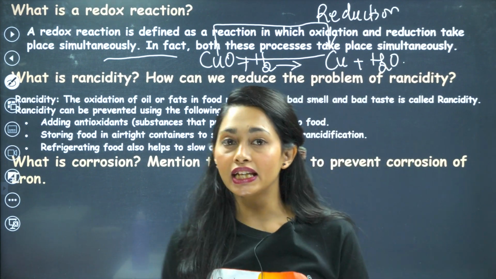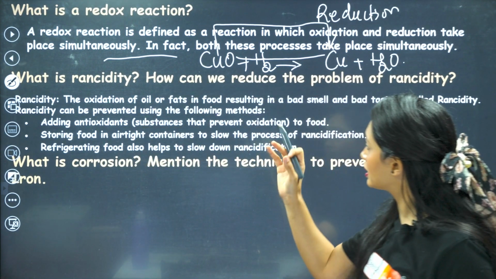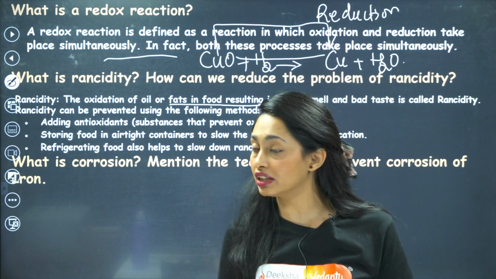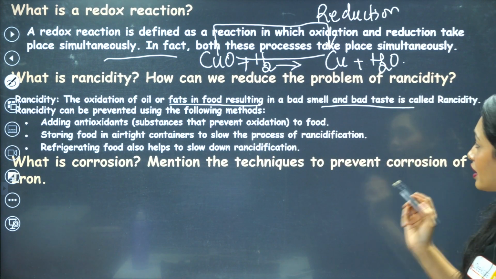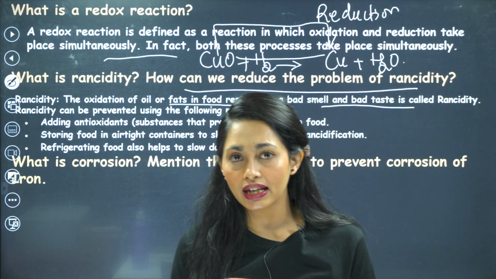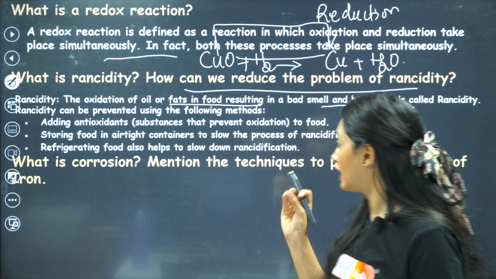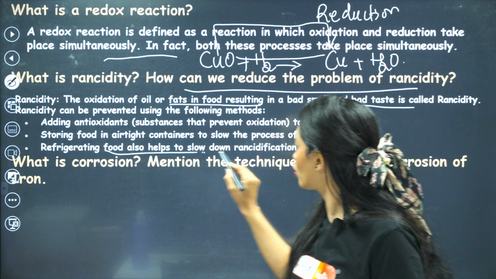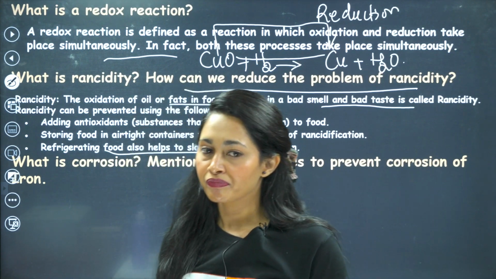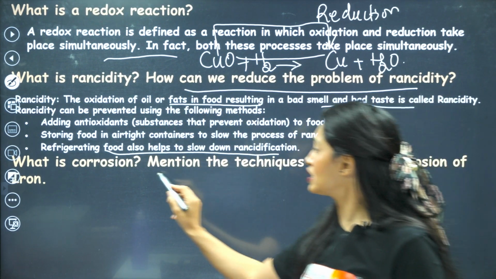Next, what is rancidity? Rancidity is nothing but the oxidation of oils or fats in food resulting in bad smell, that is odor, as well as bad taste. How can we reduce the problem of rancidity? By adding antioxidants and storing food in airtight containers. Refrigeration of food also helps in slowing down rancidification.